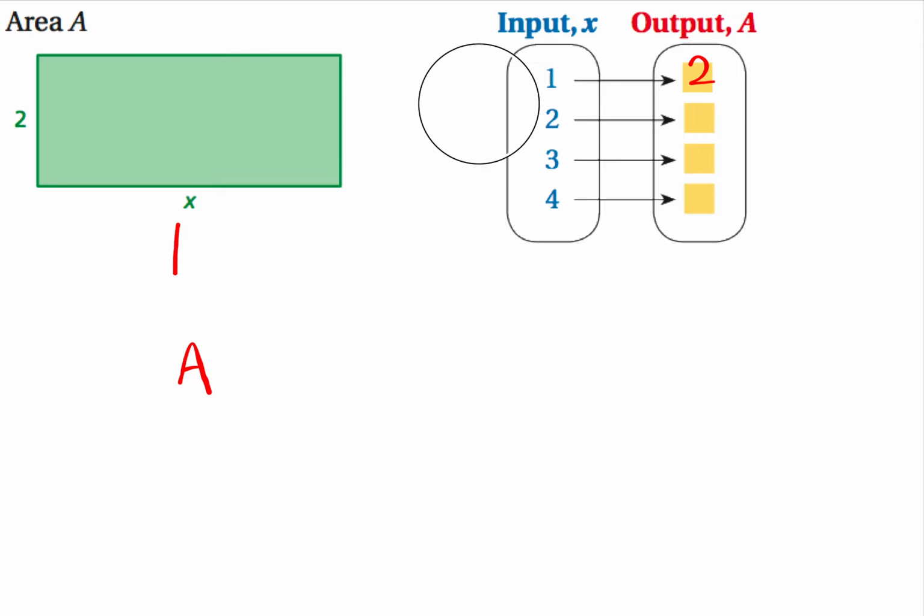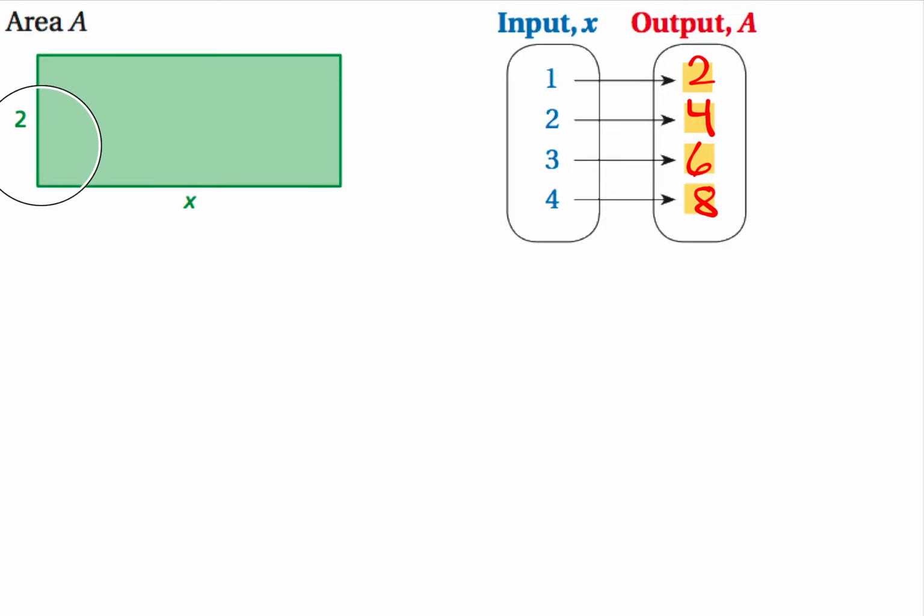Next, we try a different input. When we do the input of 2, now x is 2. Now this is a square, a 2 by 2 square. 2 times 2 is 4. When we try our next number, which will be a 3, we'll get a rectangle that's base of 3, height of 2, area is 6. And when we do 4, we'll end up getting 8.